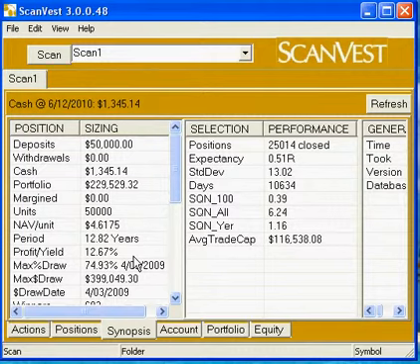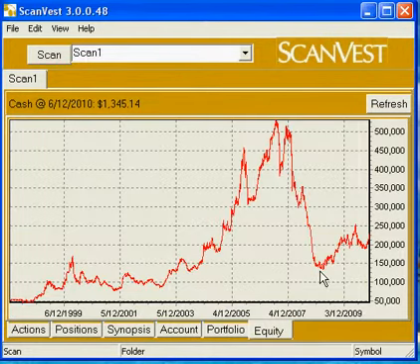The max drawdown of this scan was just under 75% on the 4th of the 3rd, 2009. If we have a look at our equity curve and look for this date, you can see that the 4th of the 3rd, 2009 was approximately there. So our worst drawdown came from here all the way down to here, and that was equivalent to about 75%, which is a heck of a drawdown.